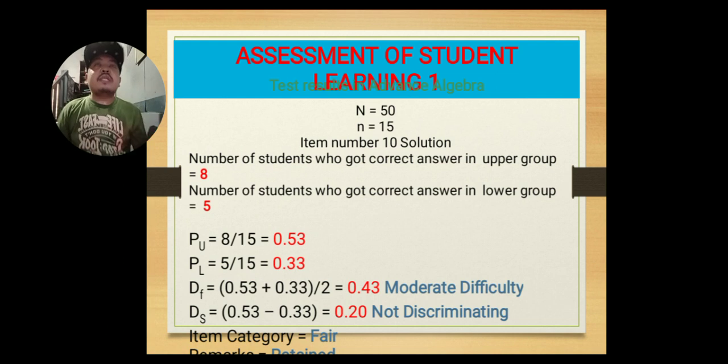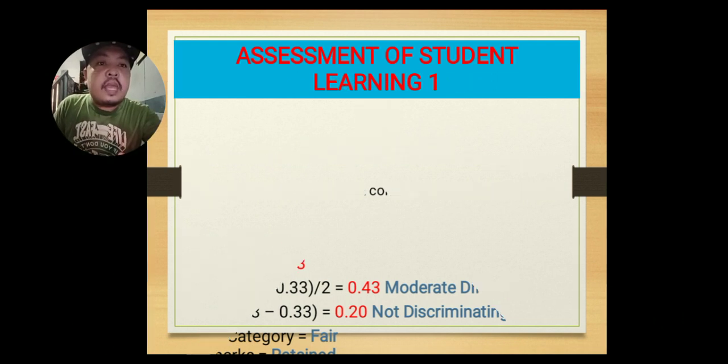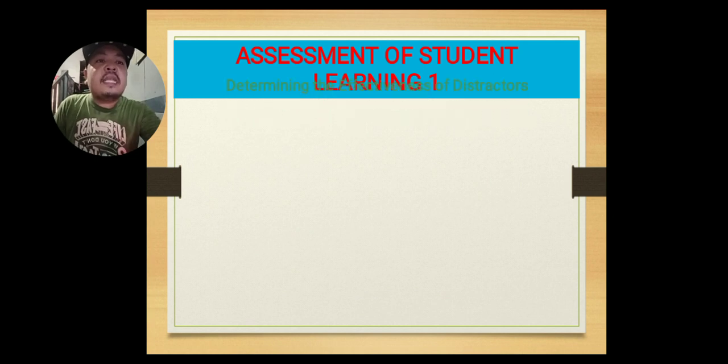Okay? So when we say retained, you can use it again. When we say revised, you can change the question or you can change the choices. When we say rejected, automatically, the whole item is rejected. Okay? Now, next we have determine the distractor.